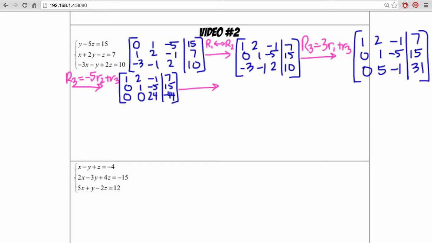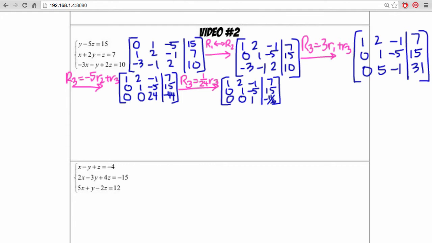We now need to turn that 24 into a 1. So the rule that I'm going to implement, we're going to change row 3, and we're going to multiply row 3 by 1/24. Or we can say we'll divide each term in row 3 by 24. The matrix that we get as a result is 1, 2, negative 1, 7, 0, 1, negative 5, 15, 0, 0, 1, and we get negative 11/6.